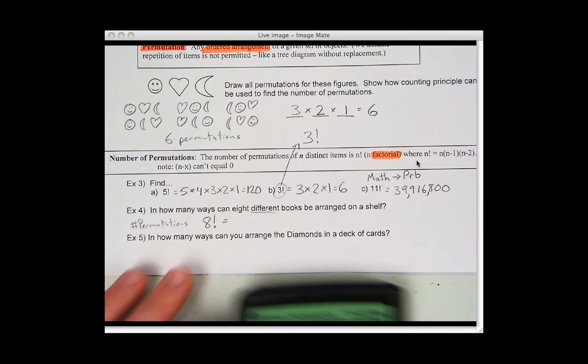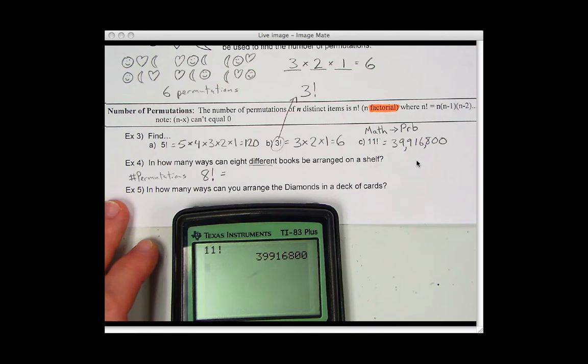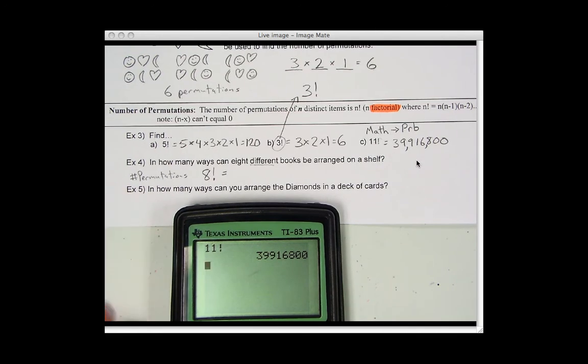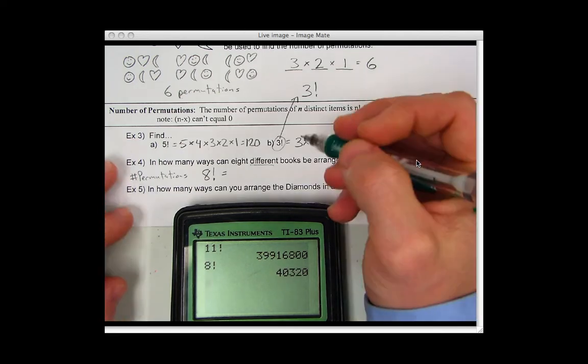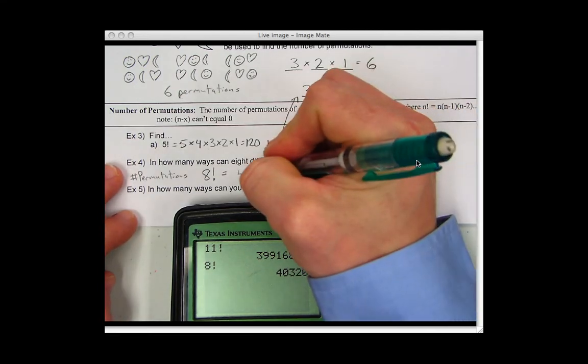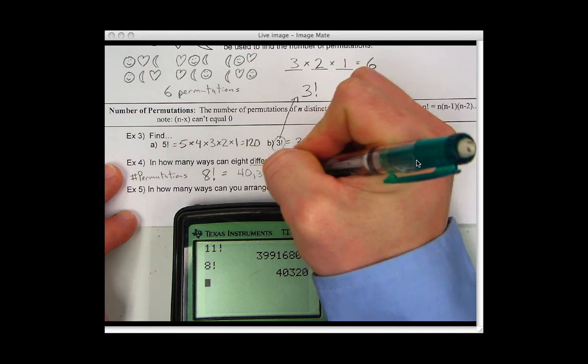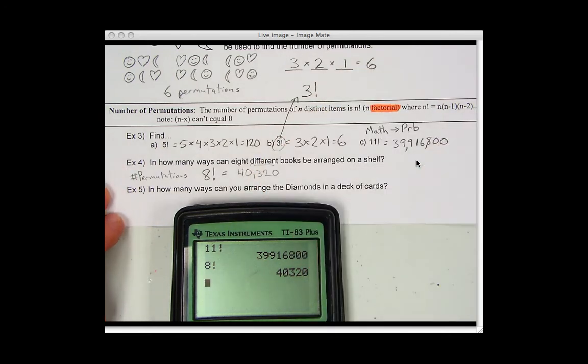So try it again in your calculator. So 8, math, PRB, and then 4, and enter. So here we have 40,320 possibilities.